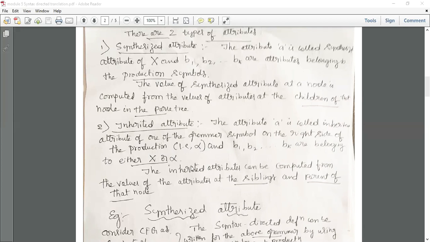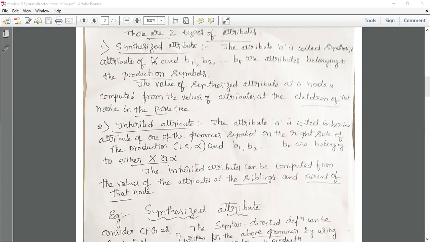So for this alpha, whatever it may be, the inherited attributes can be computed from the values of the attributes at the siblings and parent of that node. Siblings in the sense the other children belonging to that particular node. We need to compute the values of attributes at the siblings and parent of that node. Only values of attributes at the children of the node are used in the synthesized case. Remember that: children of that node is synthesized attributes. Siblings and parent of that particular node is nothing but inherited attribute.